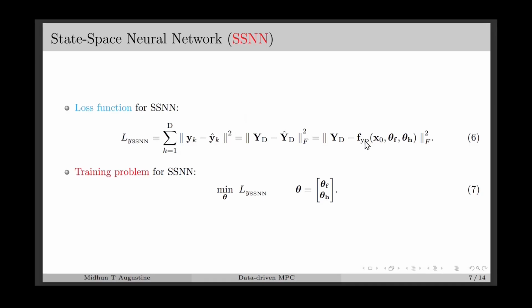Now these parameters theta_f and theta_h can be combined into a single vector theta, using which we can define the training problem for SSNN as in equation number 7, in which the objective is to find the optimal parameter theta, which minimizes the loss function L. Once this optimization problem is solved, we will get the optimal parameter vector theta star, using which we can define the state and output NNs.